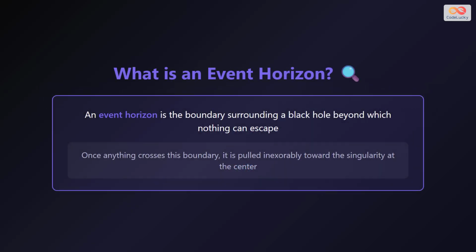So, what exactly is an event horizon? An event horizon is the boundary surrounding a black hole beyond which nothing can escape. Think of it as an invisible sphere around the black hole. Once anything crosses this boundary, it is pulled inexorably toward the singularity at the center. There's no way back. Not for matter, not for energy, and not even for light. This makes the event horizon one of the most extreme boundaries in the universe.